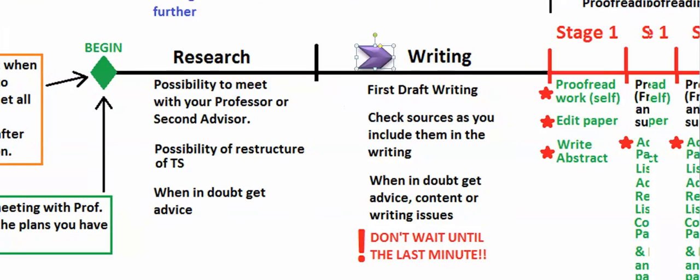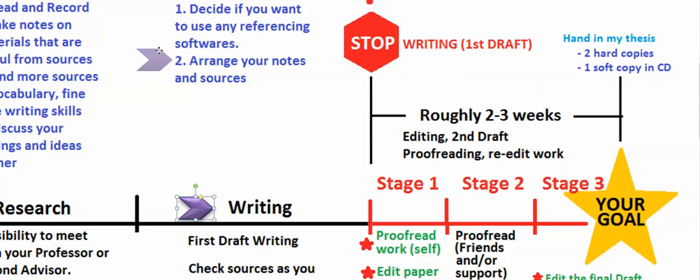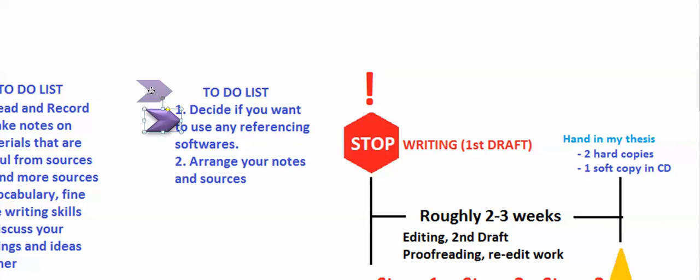Now on the second stage, it's the writing stage. And of course, there is also a to-do list. 1, decide what kind of referencing software you would like to use. There are so many referencing software that can help you, for example, EndNote or Citavi, and a few more that I can't think of at the moment. But if you're not into software to help you with referencing, you want something very simple, there is a webinar in Academic Writing Moodle that shows you how Microsoft Word can also help you with some kind of referencing as well.